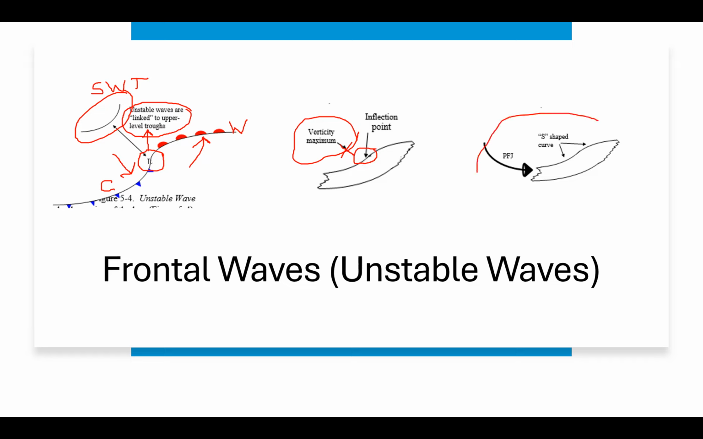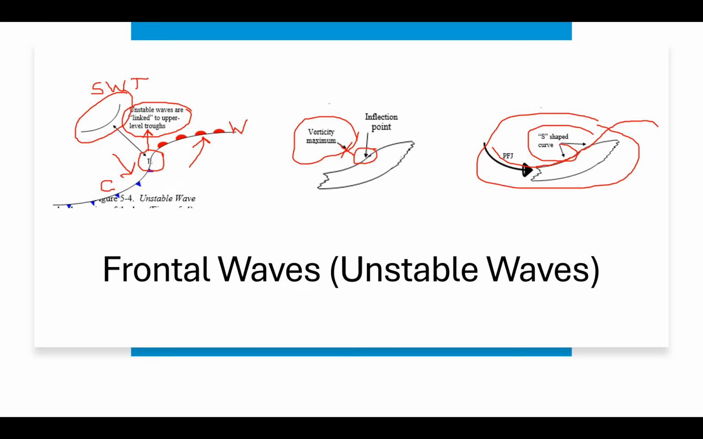If we look at this diagram on the right, the solid dark arrow represents the PFJ. What does that stand for? That's your polar front jet, all right, this dark solid line. And this again is your S-shaped curve. If you look at satellite imagery, this would be your S-shaped curve pattern, okay? This is your inflection point here. This is where your wave of low pressure would develop. And you've got your upper level winds associated with the polar front jet.